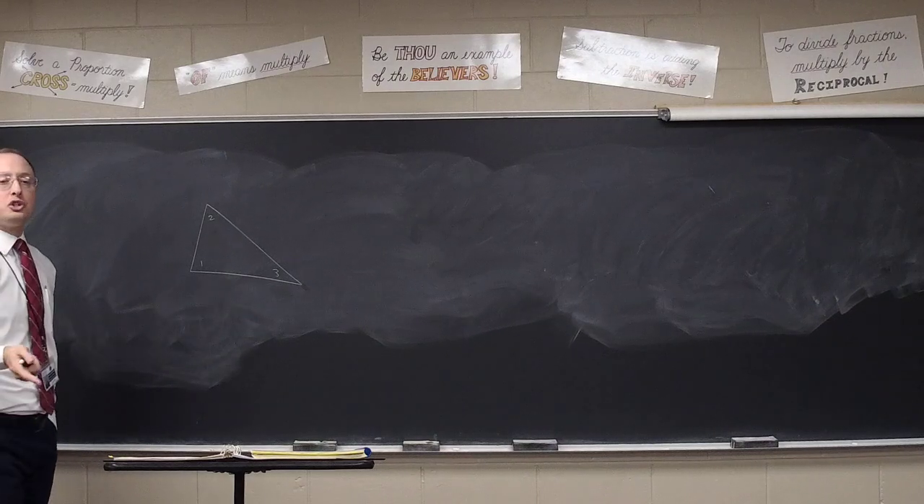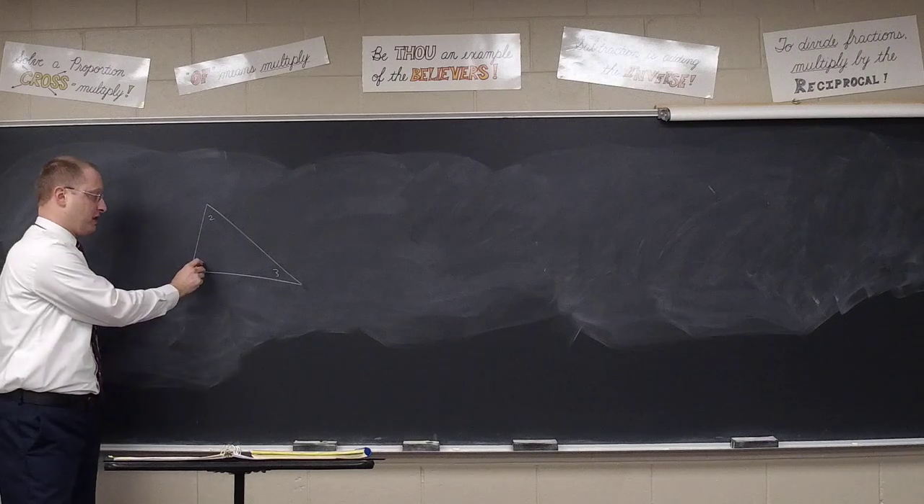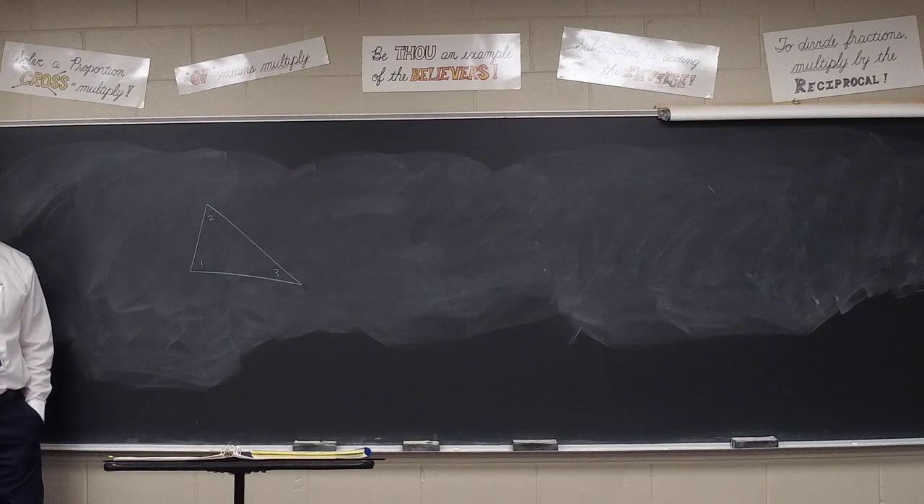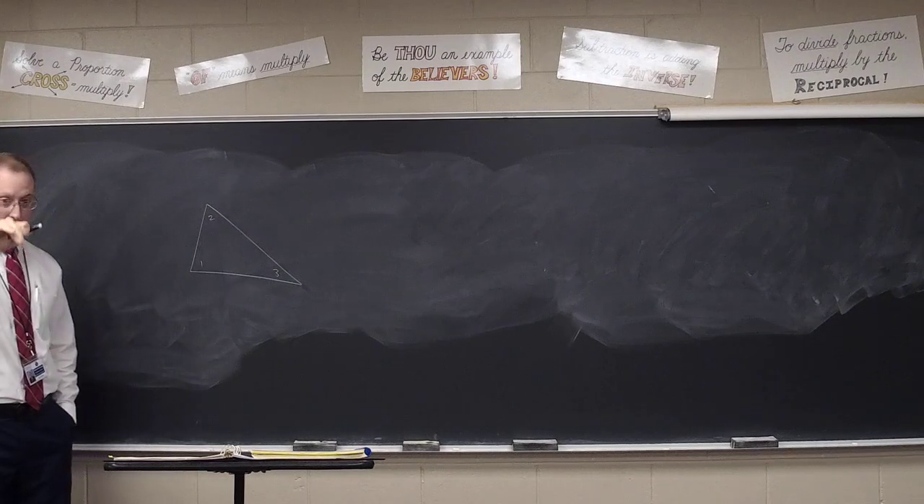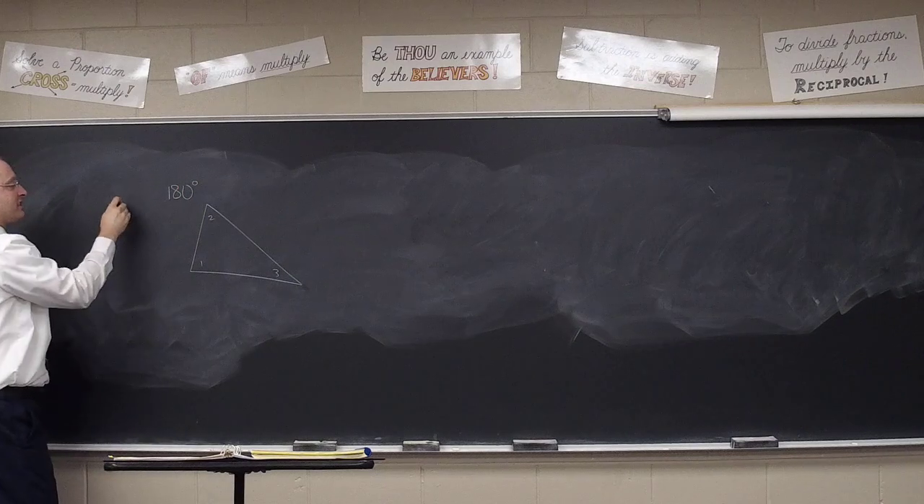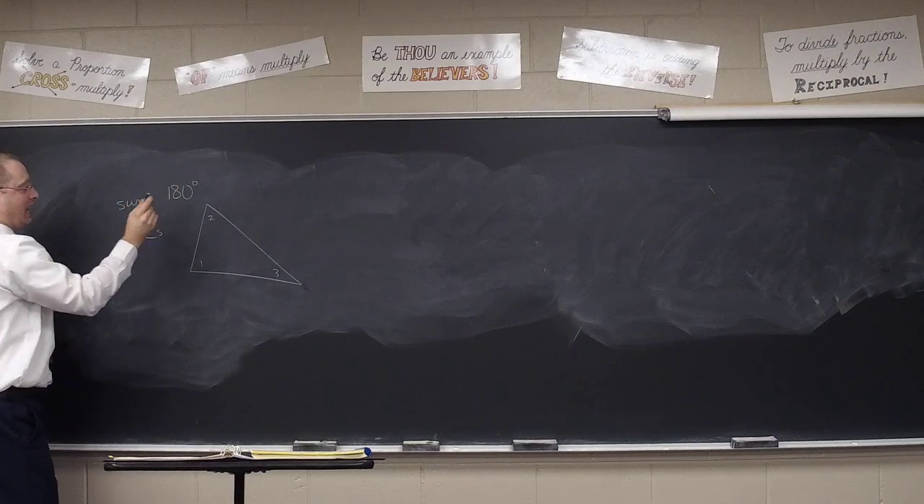What is going to be the sum of these 3 angles? Who remembers? Show of hands. What is the sum of those 3 angles? Sam? 180 degrees. 180 degrees is the sum of all those angles.